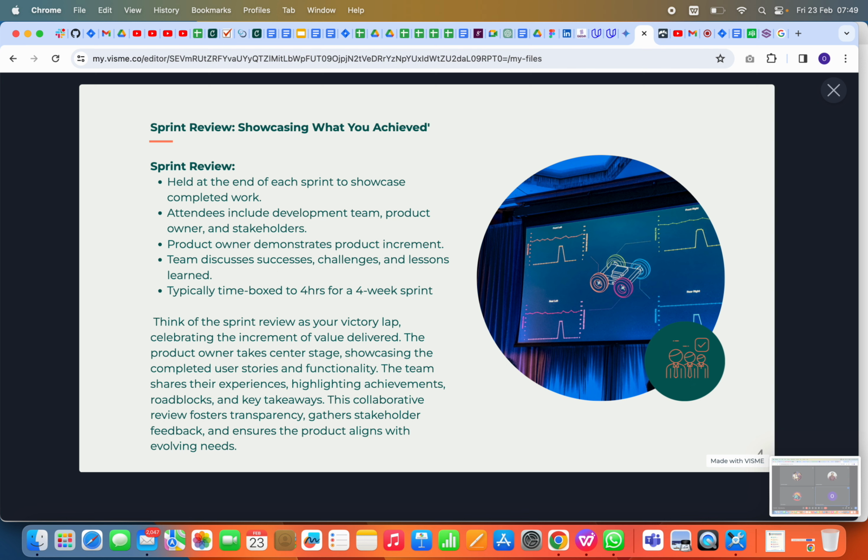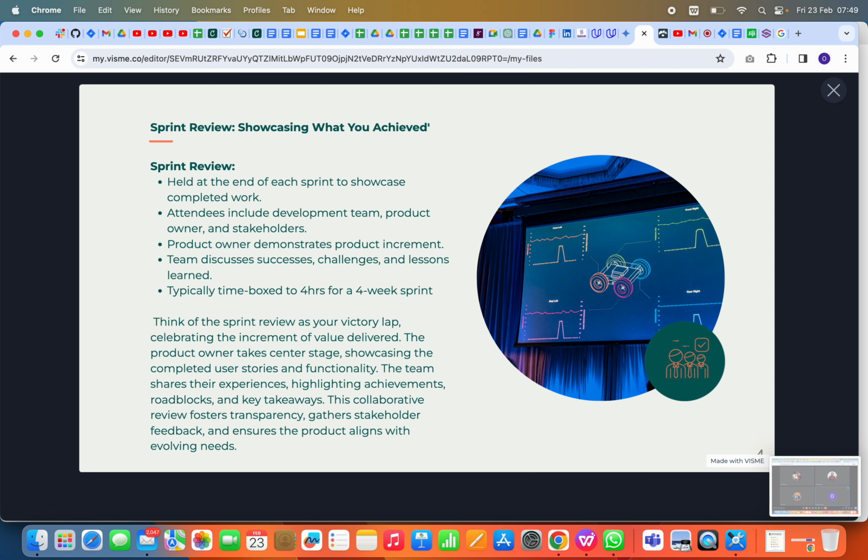So let us proceed. I was talking about the sprint review. The sprint review is held at the end of each sprint to showcase completed work. Like I said, you are showcasing your increments. Attendees include the development team, the product owner, and stakeholders. The product owner demonstrates product increments. The team discusses successes, challenges, and lessons learned. Of course, the Scrum Master is also included in this.